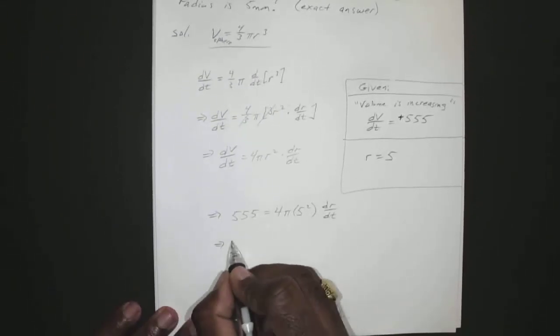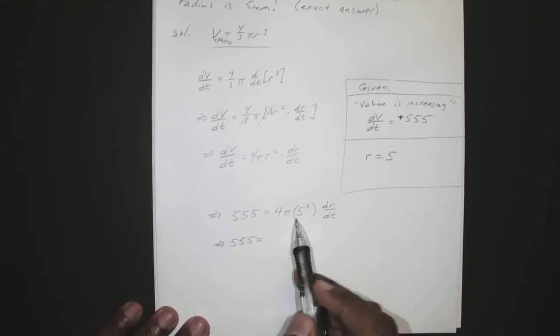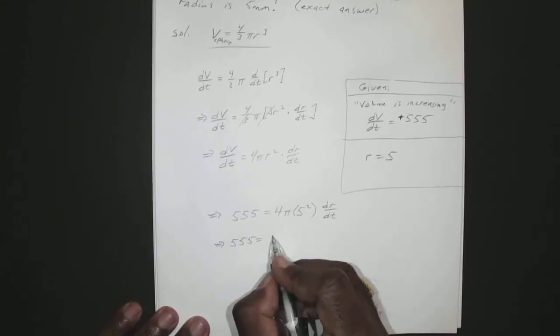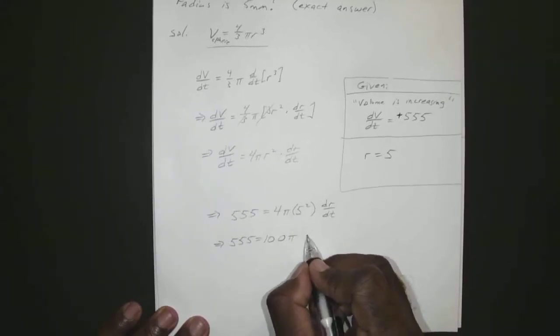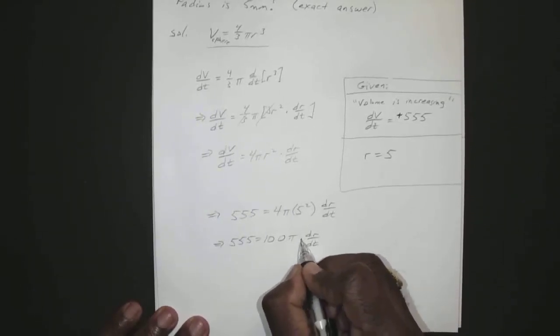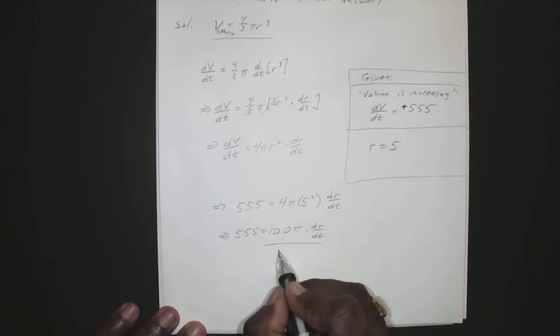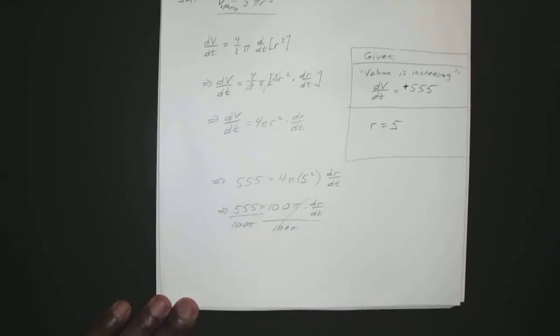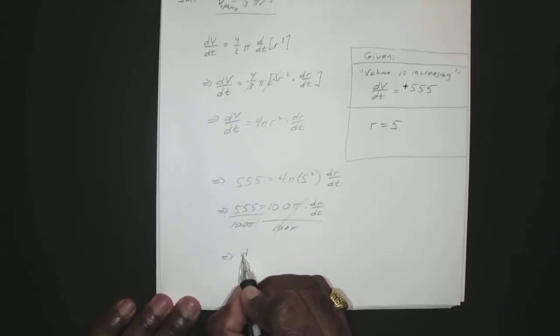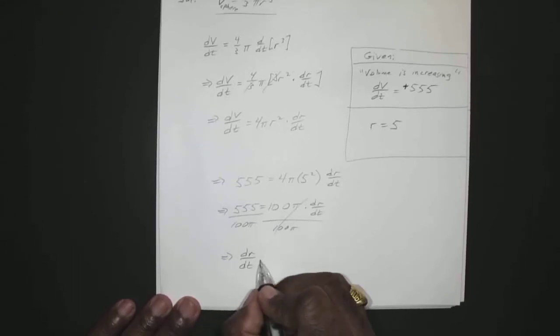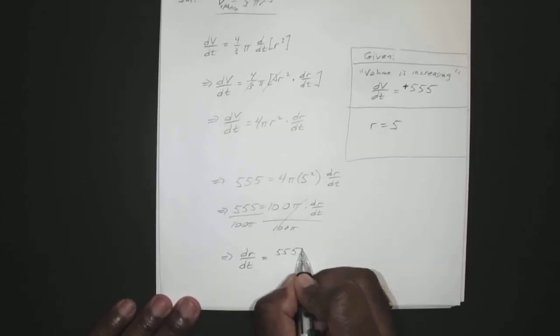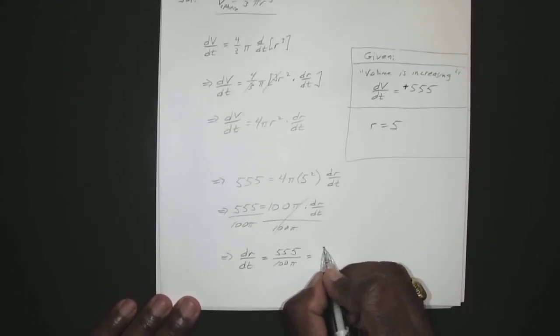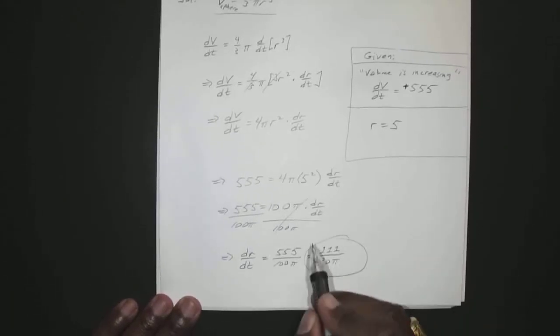Okay, so that gives us 555 equals 5 squared is 25 times 4, 100 pi times dr dt. Divide both sides by 100 pi. That cancels out. So the change in radius with respect to time is equal to 555 over 100 pi, which if you divide both by 5, you get 111 over 20. Well, 20 pi. Millimeters per hour.